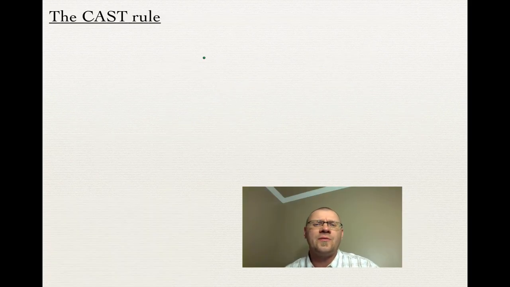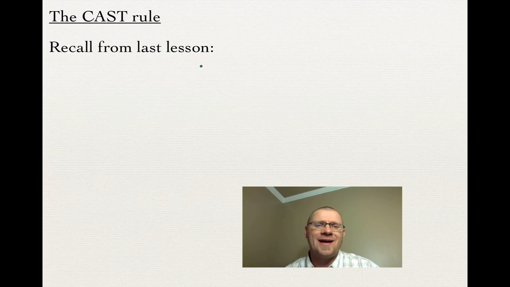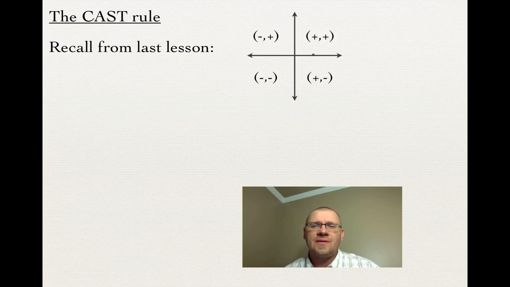All right, so another thing that we need to review from last year is something that we called the CAST rule. So recall from last lesson that we said that every coordinate in the first quadrant is always positive, positive. And every coordinate in the second quadrant is always negative, comma, positive. Also that every coordinate in the third quadrant is negative, comma, negative. And every coordinate in the fourth quadrant is positive, comma, negative. Well, what does that mean when we're talking about the unit circle? Well, we just figured out that every coordinate on the unit circle is cosine, comma, sine.